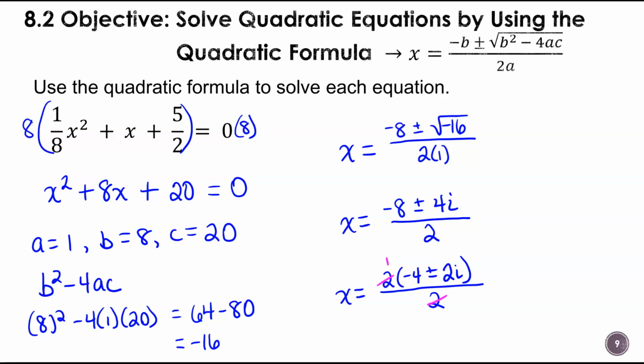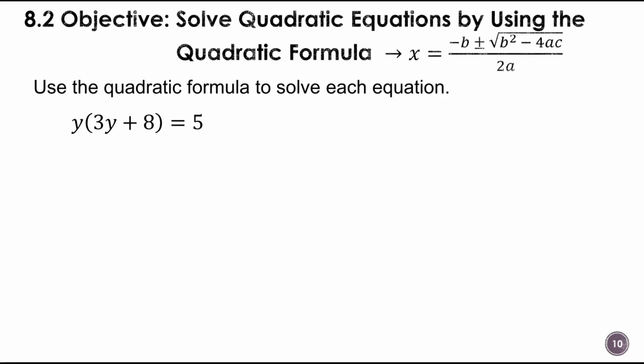So my solution then is negative 4 plus or minus 2i. And that's solved. All right, we just have a couple more.